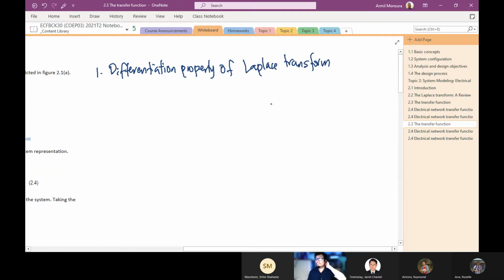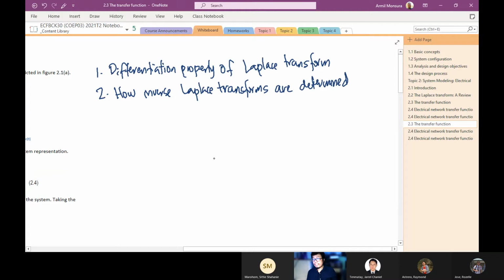Okay, and the second idea is how inverse Laplace transforms are determined. Kailangan natin yung idea nung inverse Laplace transform kasi ito yung gagamitin natin to actually find the output signal. Okay, mamaya mas maintindihan niyo yung sinasabi ko.